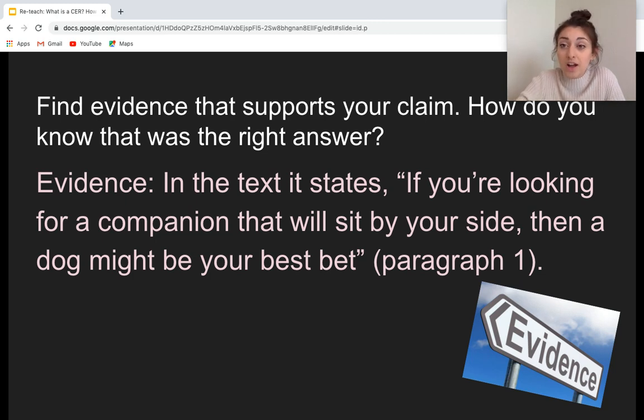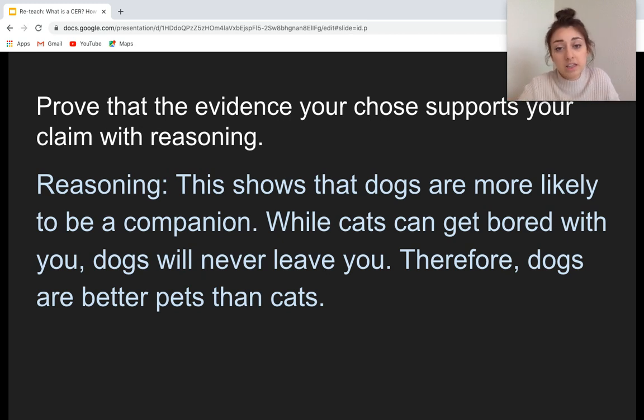Now, here's where a lot of people start to go wrong. All you're doing with the reasoning is you're just thinking, how can I prove to them that this evidence proves my claim? You really want them to think that your claim was correct. You want them to know that that passage says dogs are better. So you want to prove this by saying, this shows that dogs are more likely to be a companion. While cats can get bored with you, dogs will never leave you. Therefore, dogs are better pets, or better than cats. So I got all of that straight from the text. I just put it into my own words.